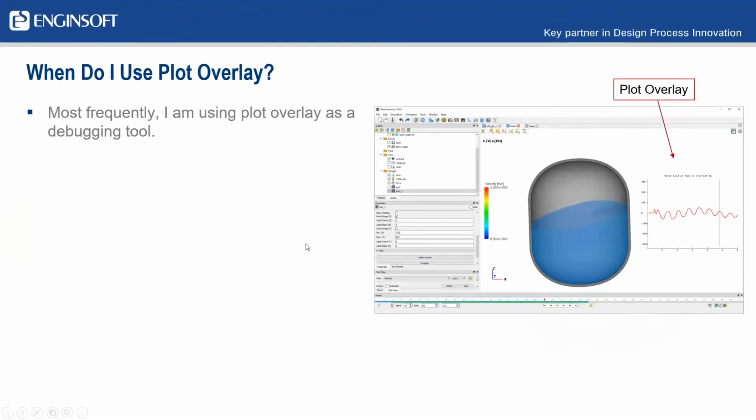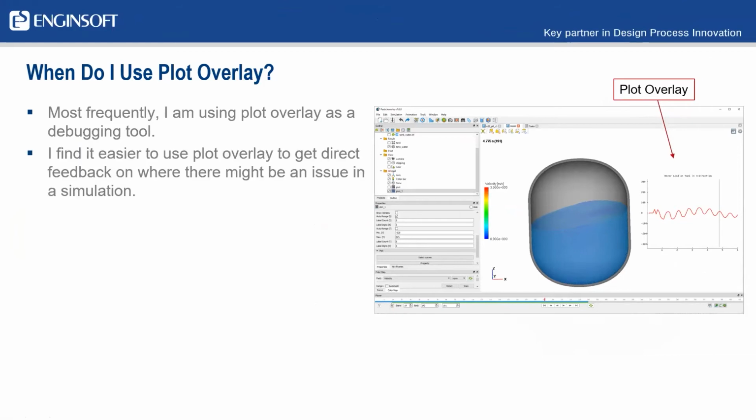So when do I use it? Most frequently, I'm using plot overlay as a debugging tool. I find it easier to use plot overlay to get direct feedback. I can see exactly where I'm at in the simulation, see if there might be an issue at a certain point. And I graph multiple things. I'm looking for things like the max particle velocity at a certain point in time. I'm looking at the different animation, how I input the motion into the simulation. I can see that and get direct feedback on where I'm at.